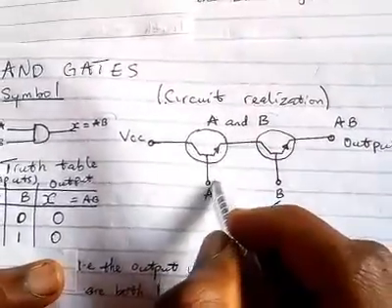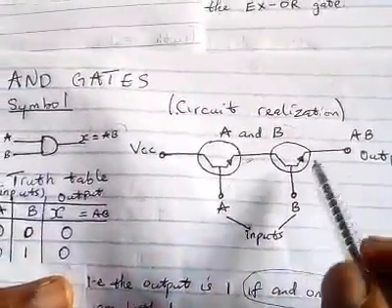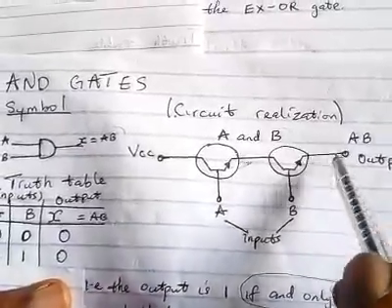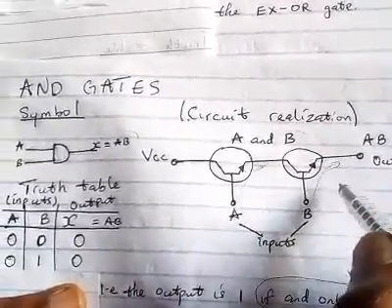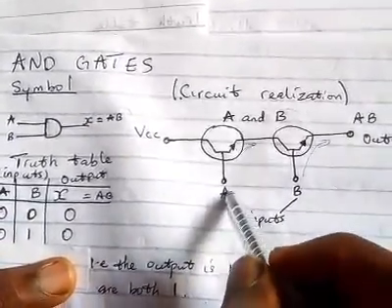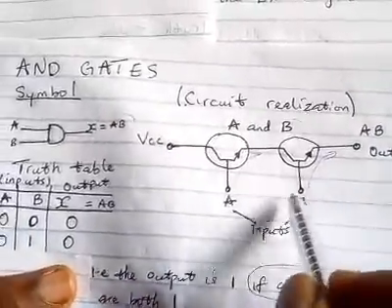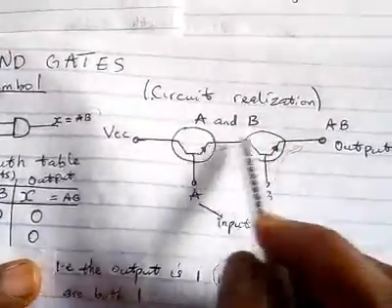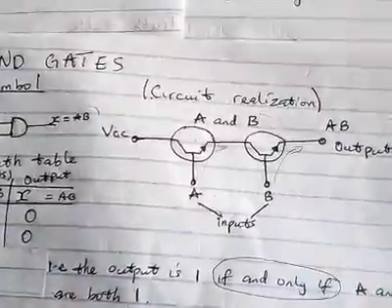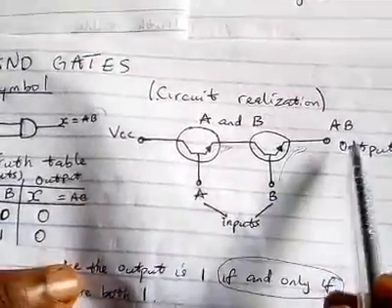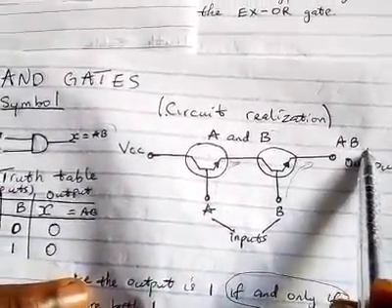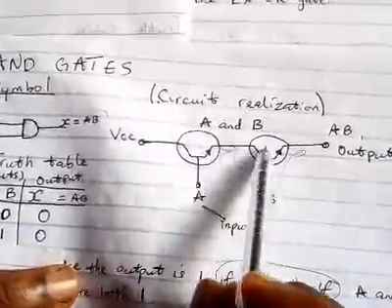That is, if there is current like this, current can only flow through this transistor if current flows like this. So it means that if the inputs are off, no current will flow through the transistors. Good. Now, the only way you can have an output is if the two transistors are on.